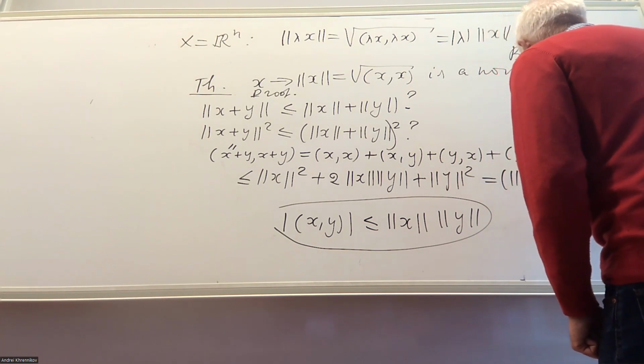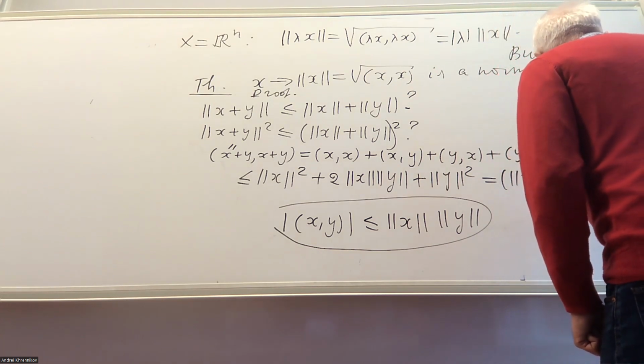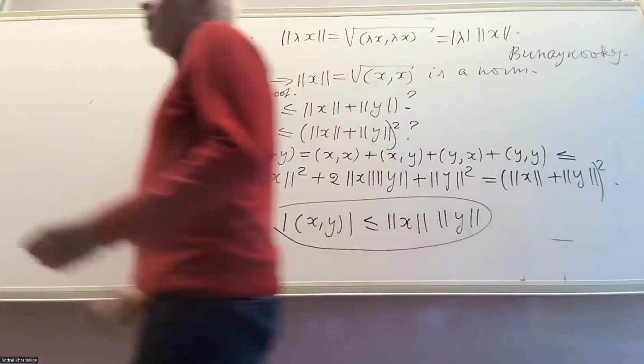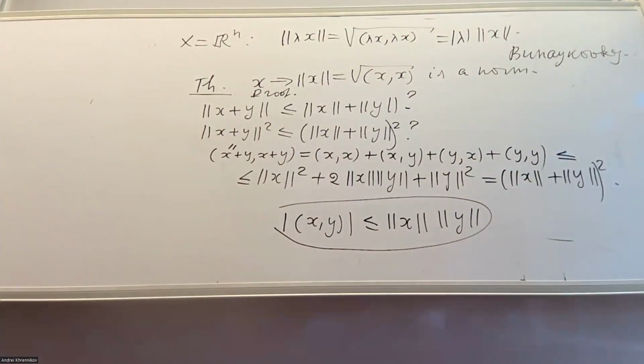The norm of x plus y, squared. So this norm defined with the help of scalar product satisfies the triangle inequality. So it is really a norm. So we have that any Euclidean space is also a normed space, and hence it is a metric space.